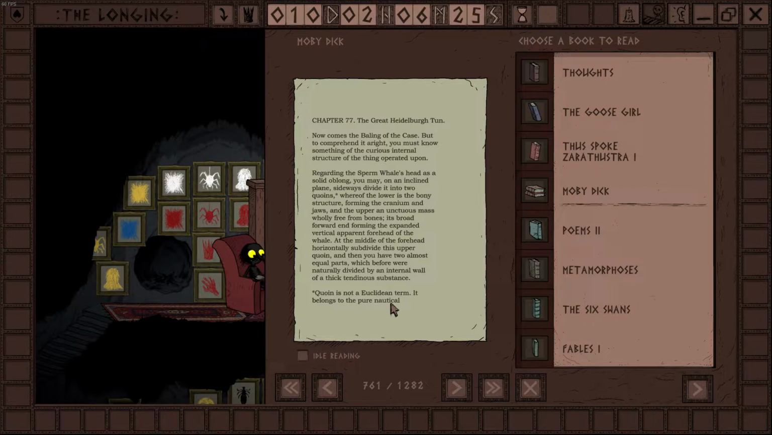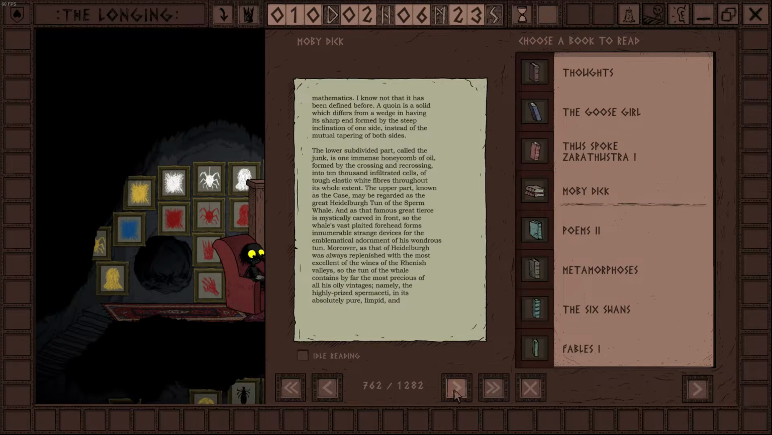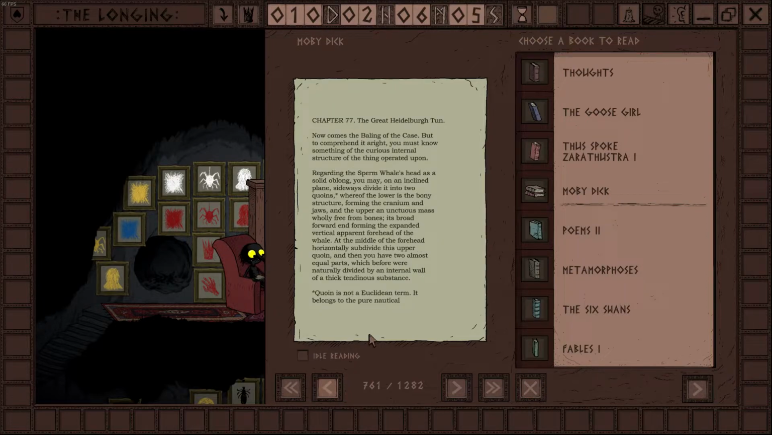Quoin is not a Euclidean term. It belongs to the pure nautical mathematics. I know not that it has been defined before. A quoin is a solid which differs from a wedge in having its sharp end formed by the steep inclination of one side, instead of the mutual tapering of both sides. Whereof the lower is the bony structure, forming the cranium and jaws, and the upper an unctuous mass wholly free from bones, its broad forward end forming the expanded vertical apparent forehead of the whale.